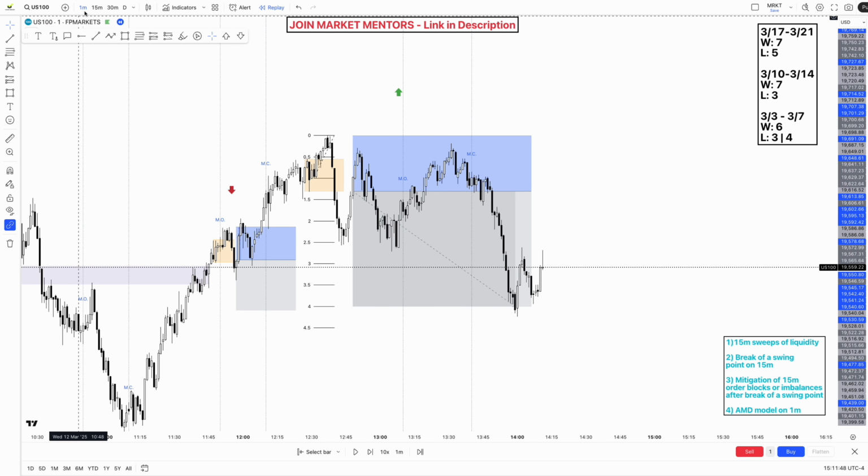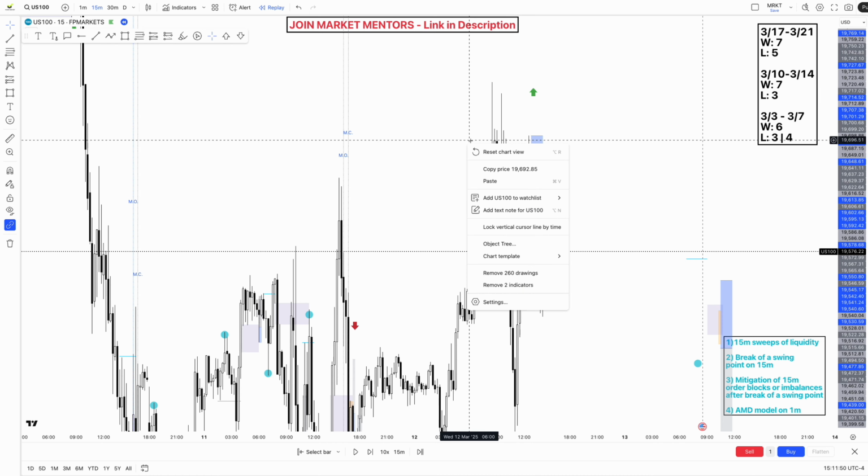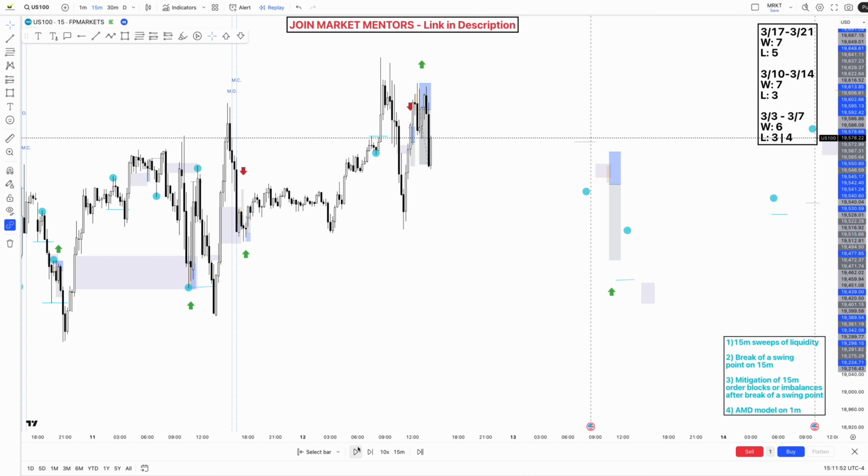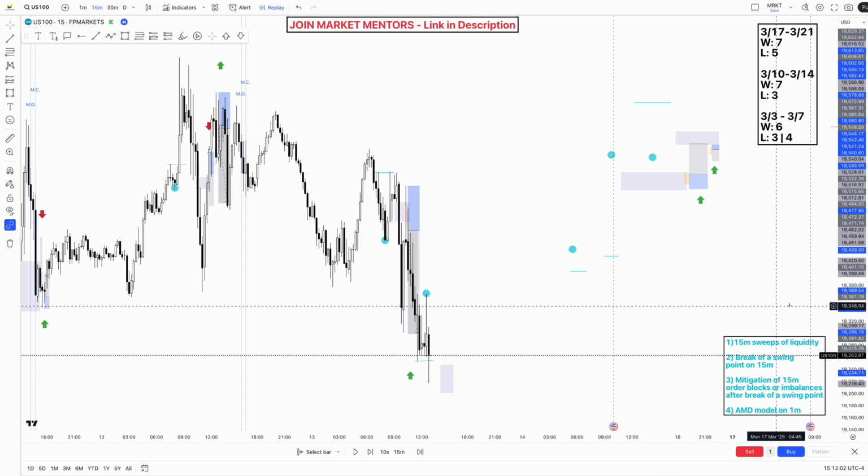So yeah, one of the trades where you've got to trust your analysis, and it ended up going through, and that takes us down to the next area of interest. And then here we're on the same concepts.